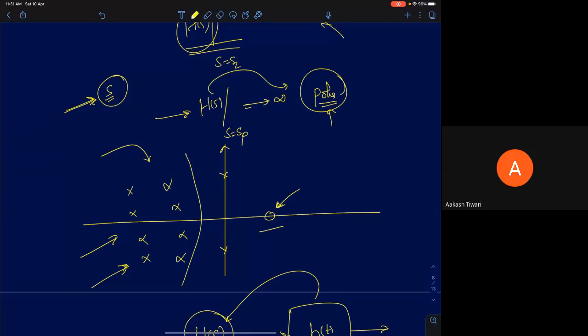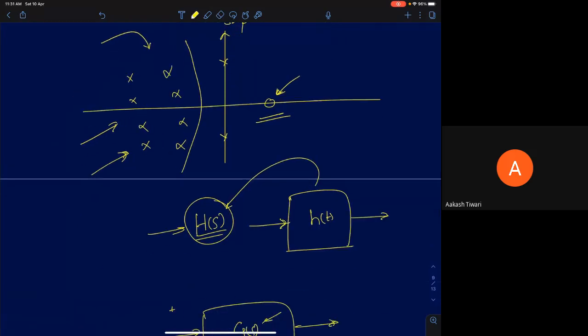Zeros don't determine the stability of a system. I'll probably talk about zeros a little bit later. What impact do zeros have on the system? Okay, so we'll discuss it a little later. They generally have a tendency to improve the transient response. They'll generally improve the initial response of a system. Okay, in the steady state, zeros really won't have any impact.